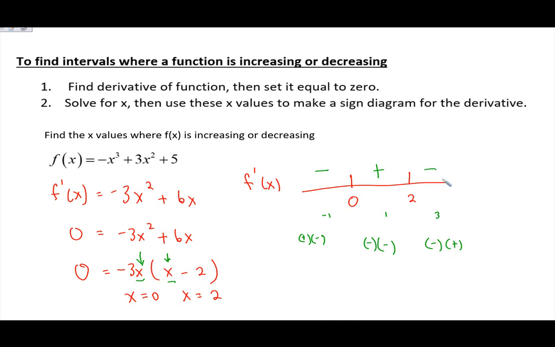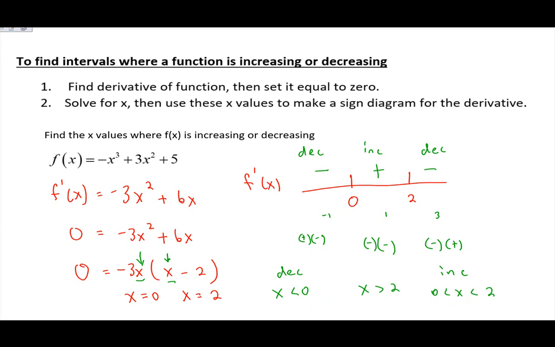So on your sign diagram, this tells you where the function will be increasing or decreasing. Wherever it's negative, that's where the function is decreasing. Wherever the function is positive on the sign diagram, the function is increasing. So basically, it's decreasing when x is less than 0 or when x is greater than 2, and it's increasing when x is between 0 and 2.